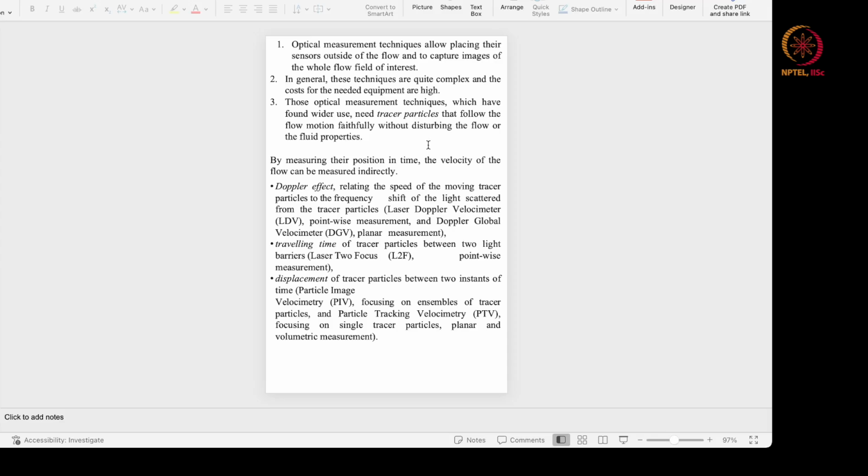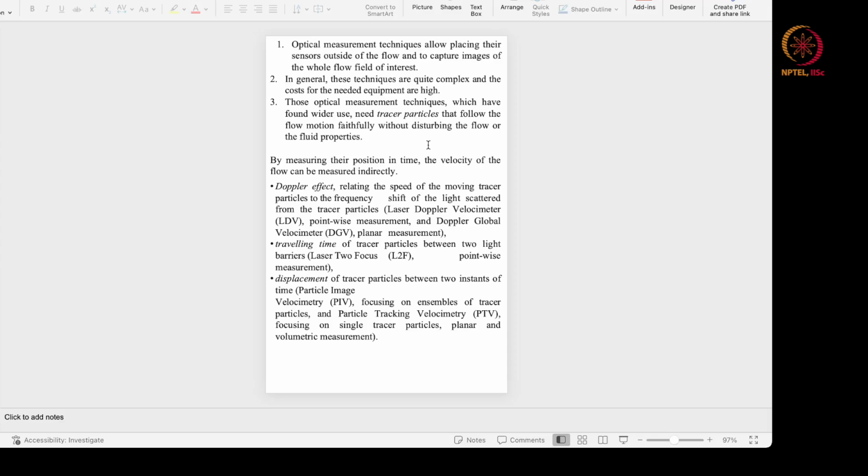So these optical or measurement techniques, which have found wider use, actually need tracer particles. We assume that these tracer particles are going to follow the flow motion without disturbing the flow or the fluid properties. So by measuring the position of these tracer particles over time, the velocity of the flow can be measured indirectly, because you are measuring the tracer particles' velocity.